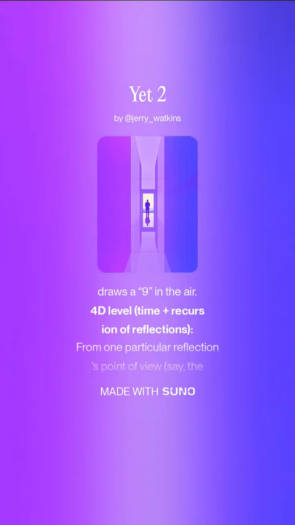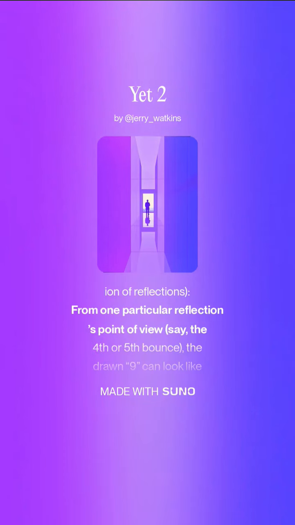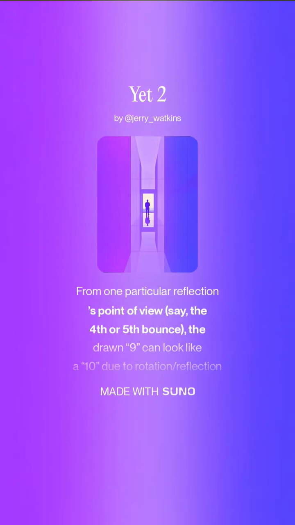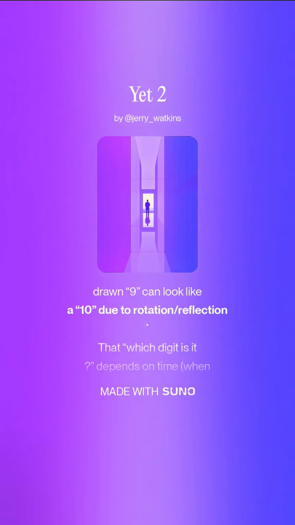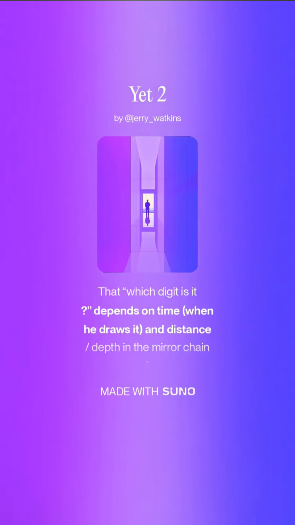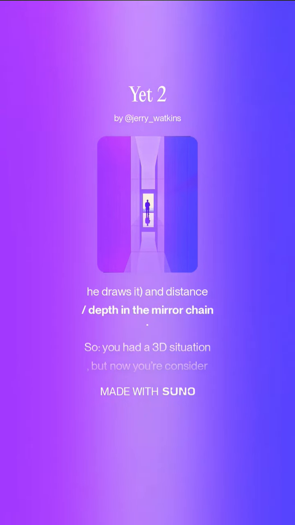4D level, timeless, recursion of reflection. You get the infinite mirror tunnel from one particular reflection's point of view. The drawn 9 can look like a 10 due to rotation. But which digit is it? Depends on time when he draws it, and distance, depth in the mirror chain.